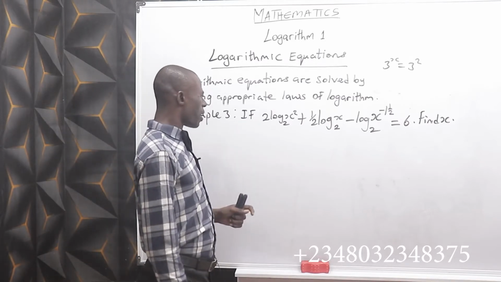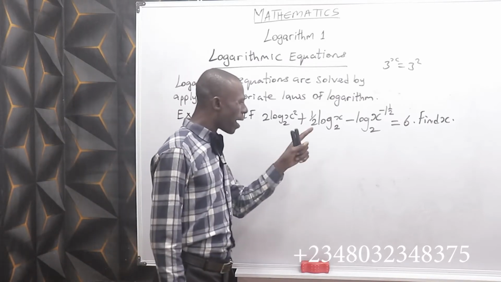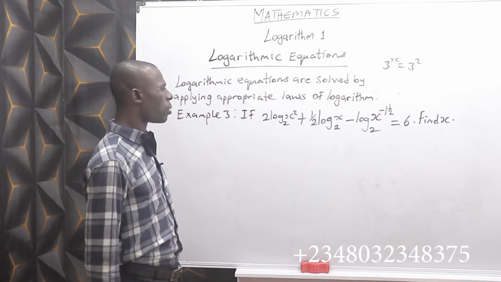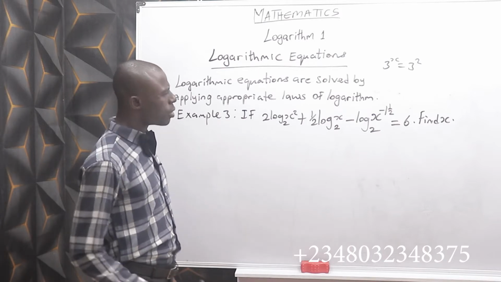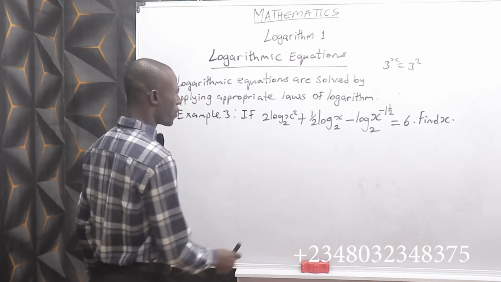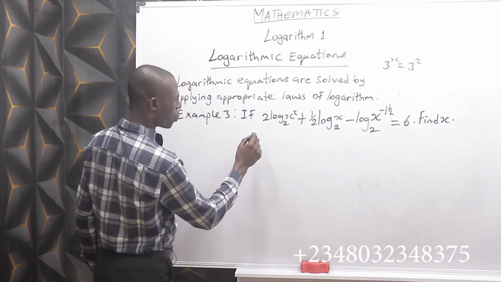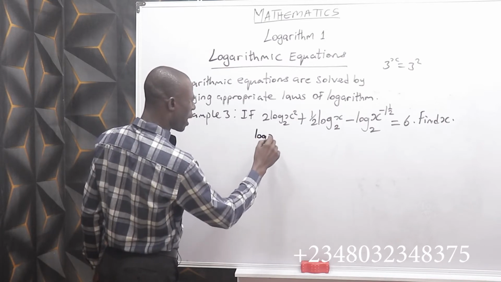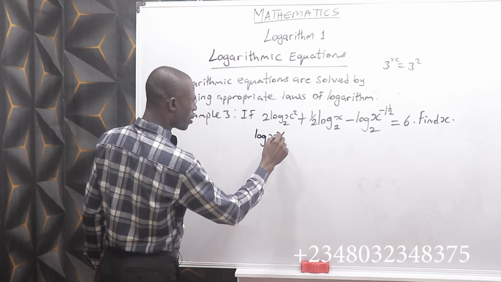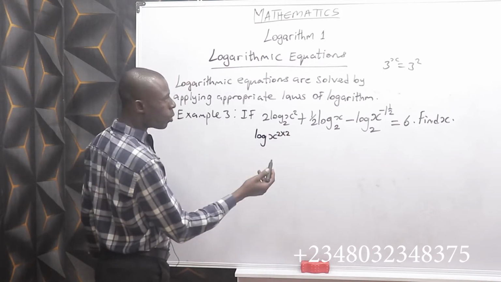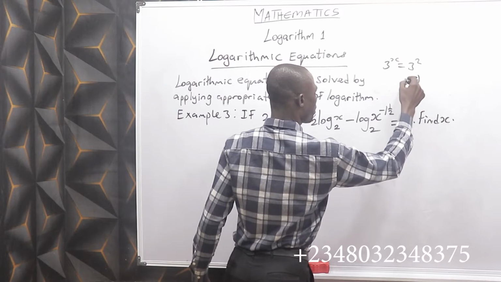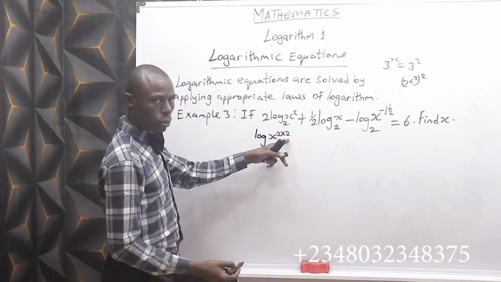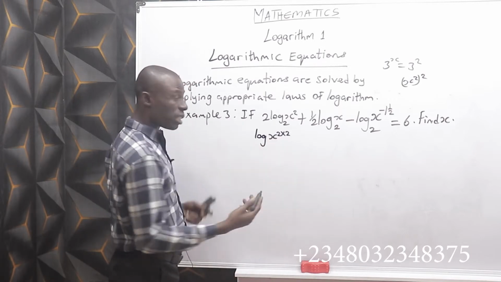If 2 log x squared base 2 plus half log x base 2 minus log x raised to power minus 1 whole number 1 over 2 base 2 is equal to 6. Find x. Simple to approach. You send this back to the top to have log x squared times 2. If you write x squared in bracket raised to power 2, it's the same thing as x squared times 2. This x raised to power 2 times 2 is the same.